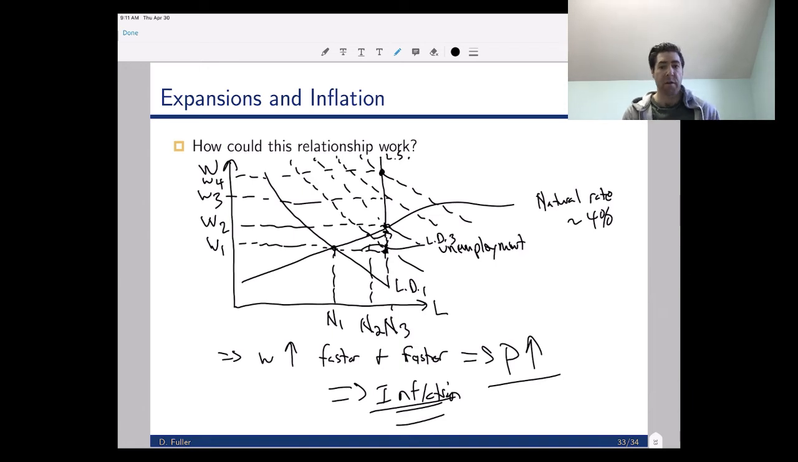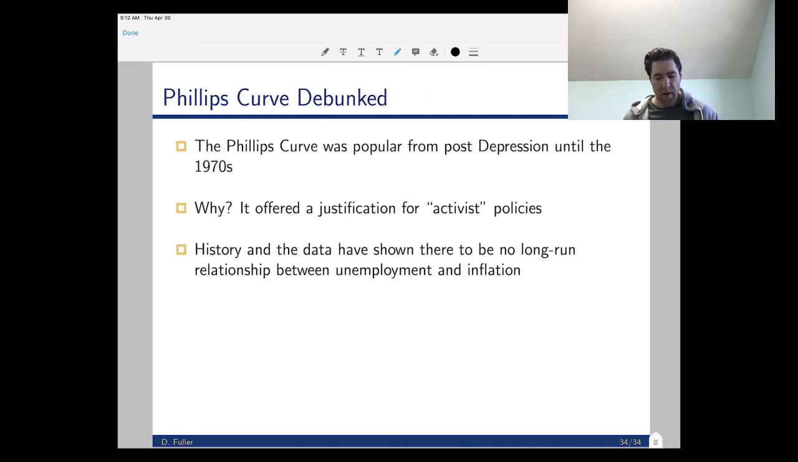Now, the other side of it is potentially a little bit harder to explain. Why, as labor demand went down, the price level would decrease, but you can come up with a similar explanation. So that's the main idea, how we could get inflation in an expansion.